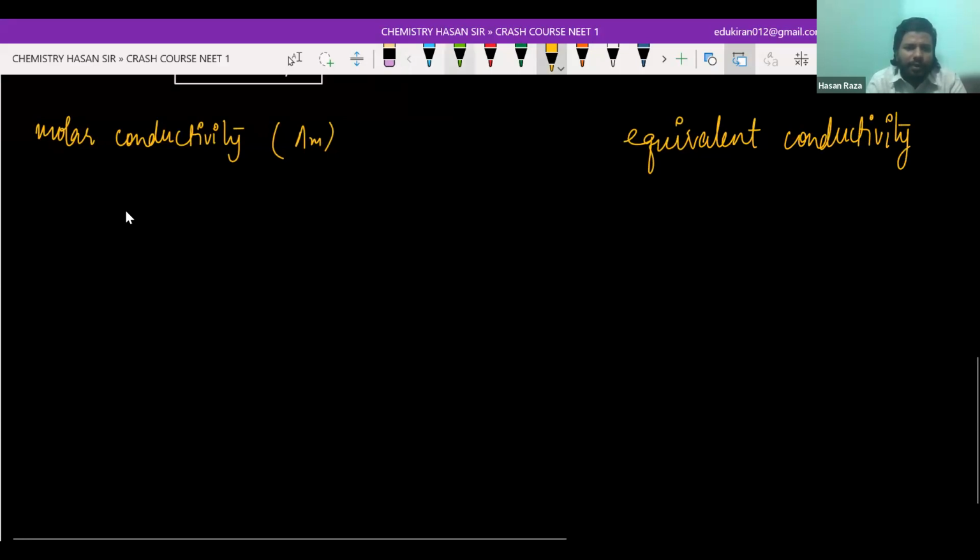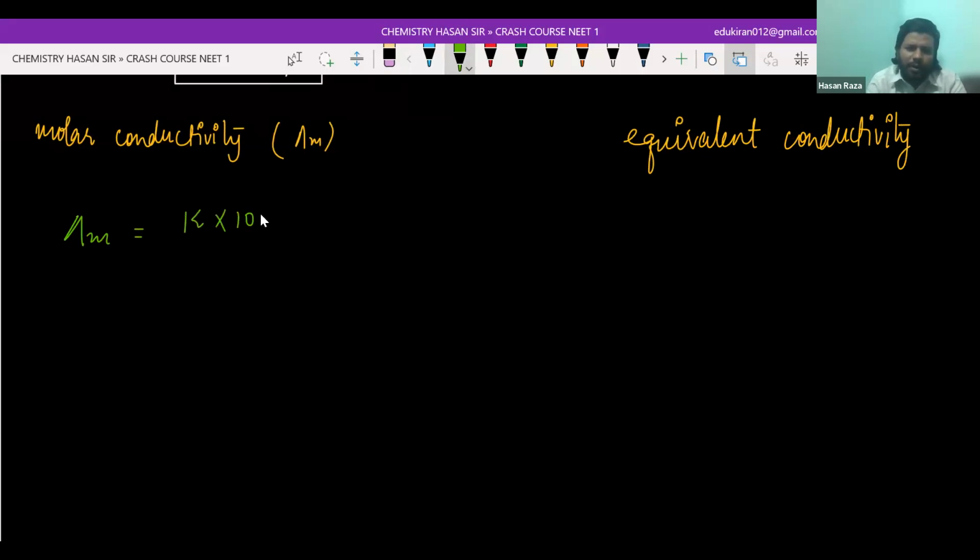This is your molar conductivity, which means it deals with molarity. So the formula is quite similar: kappa into 1000 upon, since it is molar conductivity, m. And if you are going for equivalent conductivity, it deals with normality. In equivalent conductivity, we deal with normality. So the numerator will be the same, kappa into 1000, and here it will be normality.